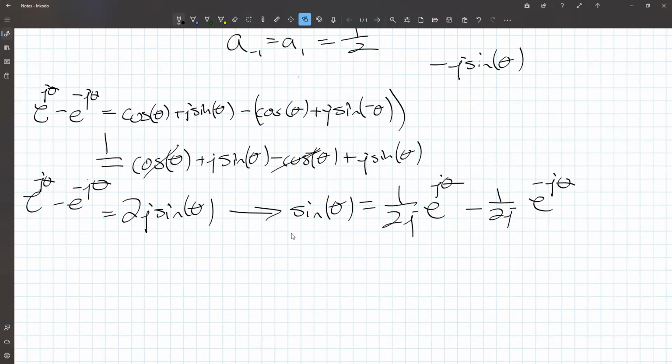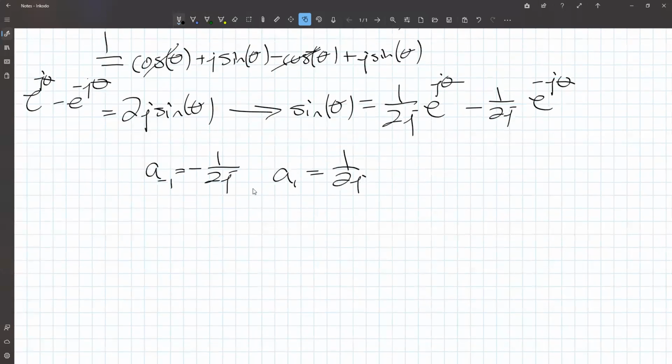And now sine is an odd signal, right? So a of -1, the coefficient is minus 1 over 2j, and a of 1 is equal to 1 over 2j. But what we have here is these are conjugates of each other. If I go back to my complex plane here, let's take a look at this identity real quick.